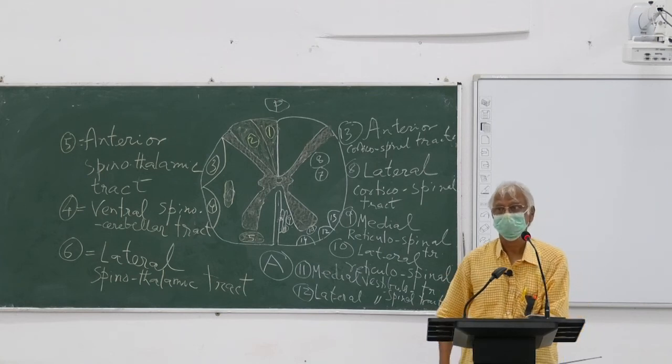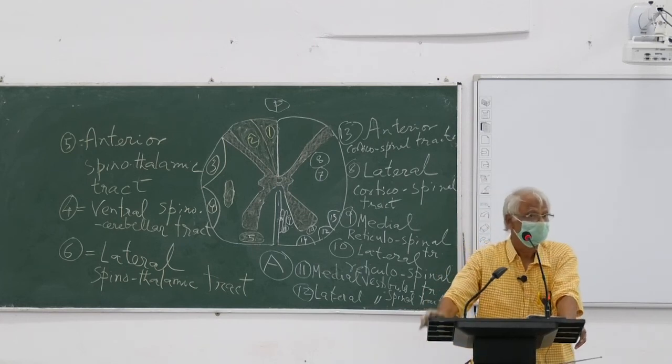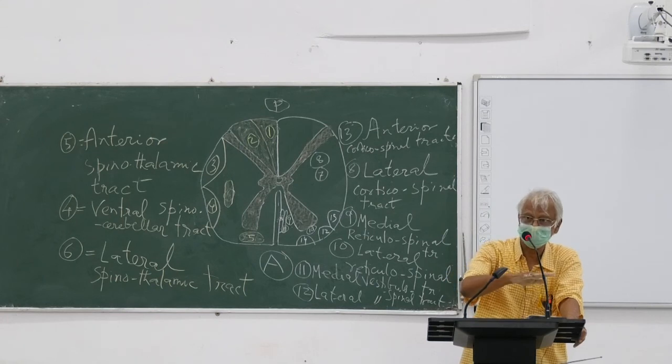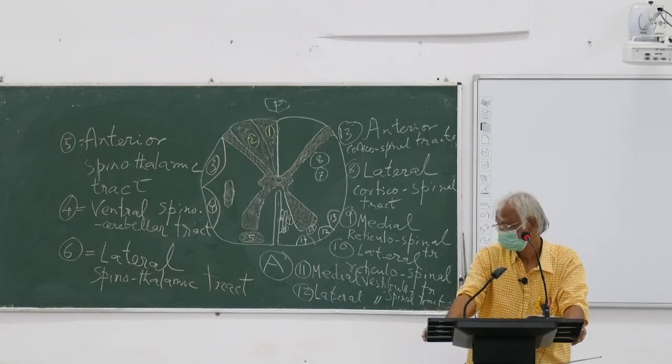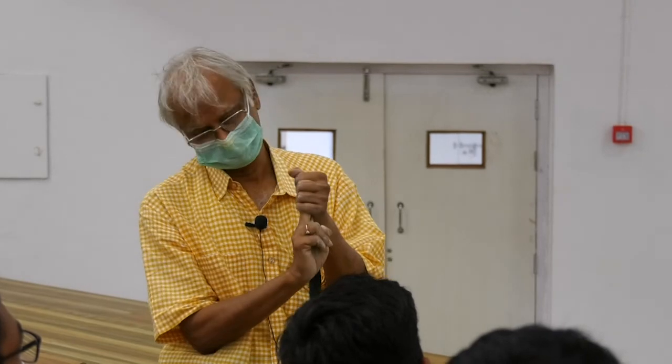Ascending tracts, as I already said, gracilis cuneatus posterior, lateral spinothalamic tract, anterior spinothalamic tract. So let us recapitulate. Posterior spinothalamic tract, two parts. What are those two? No one is listening.